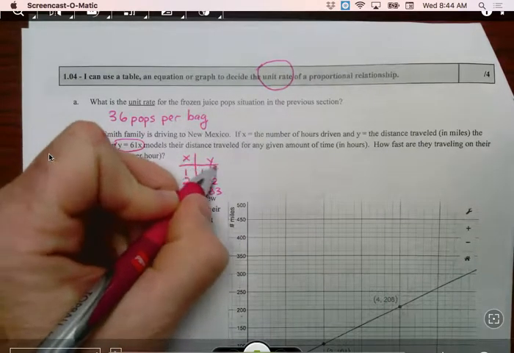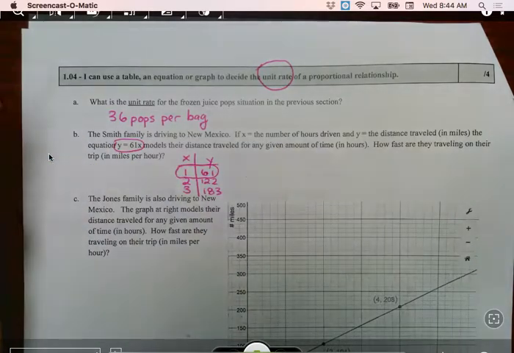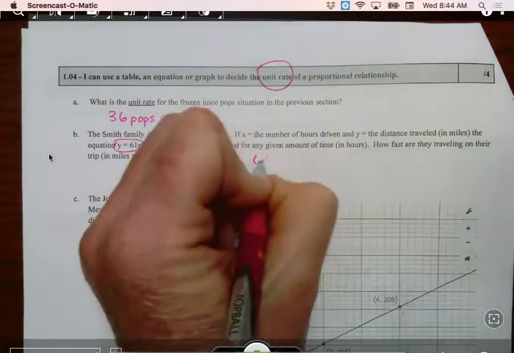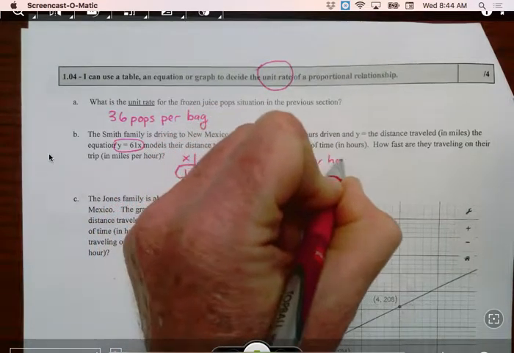This is our unit rate. How far do we go in 1 hour? So my unit rate is 61 miles per hour. Okay.